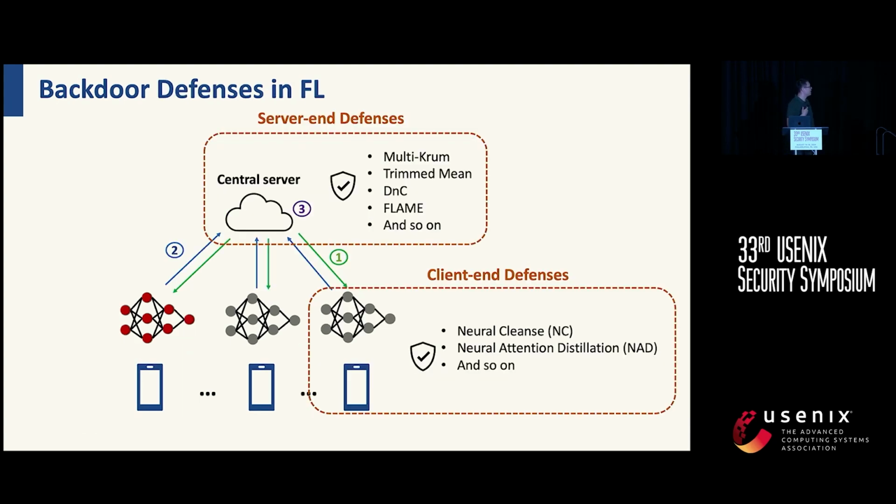There are multiple ways to defend against the backdoor attack in FL. One class is to detect and mitigate the effect at the server end. Usually they use statistical detection or robust aggregation to mitigate the effect of the backdoor. Similar methods can be used at the client end for defending against the backdoor getting into the global model.